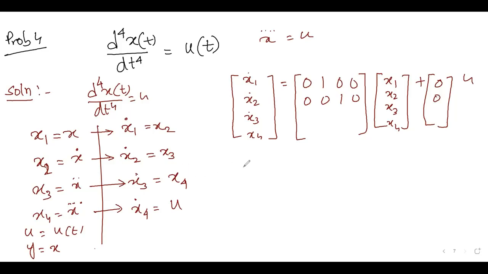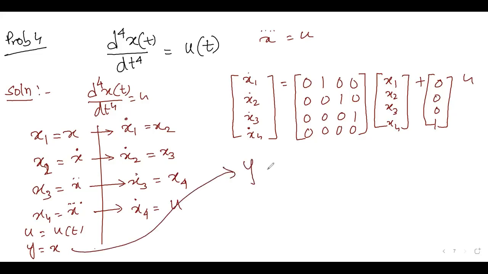There is no u term here. The next one, x3 equals 0 0 0 1 0 0 0 1 0. And the last one, all are 0 plus u. Okay, x4 dot equals u. Is that okay? All right, and finally the output equation, y equals x.